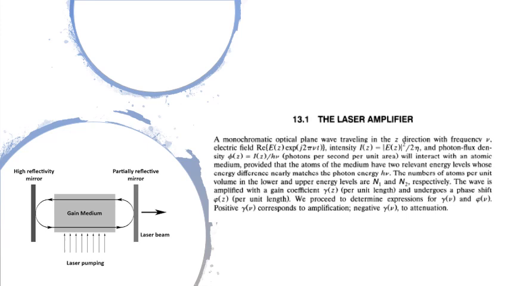A monochromatic optical plane wave traveling in the z direction can be given by this equation. And if we have two levels n1 and n2 having different energies, if their energy difference is h nu, the wave is amplified with the gain coefficient gamma(nu) and undergoes a phase shift phi(nu) per unit length. We proceed to determine expressions for gamma(nu) and phi(nu) in attenuation.